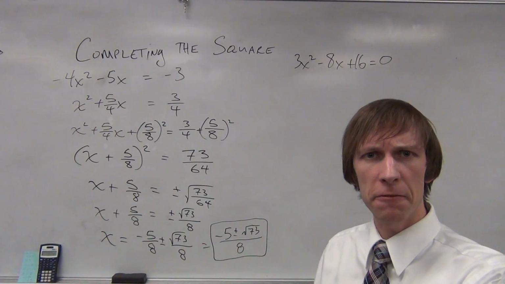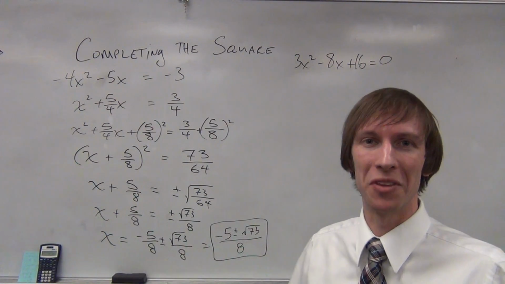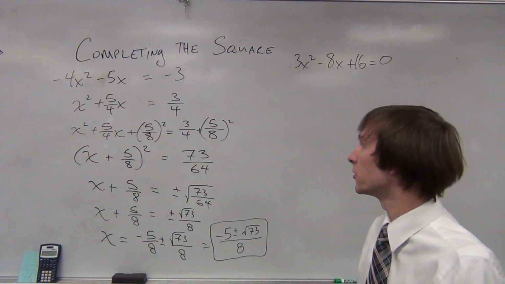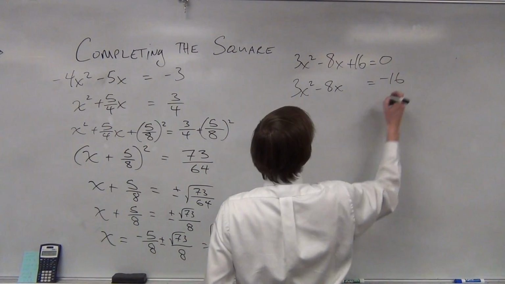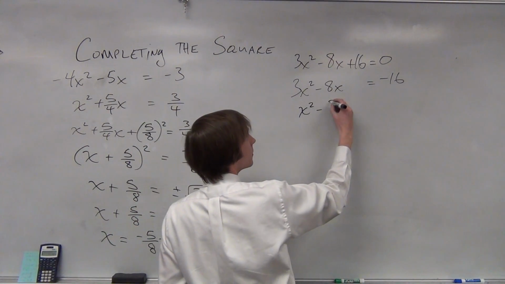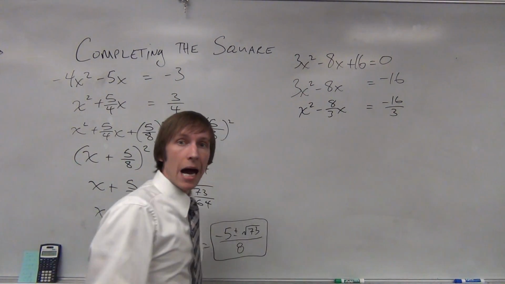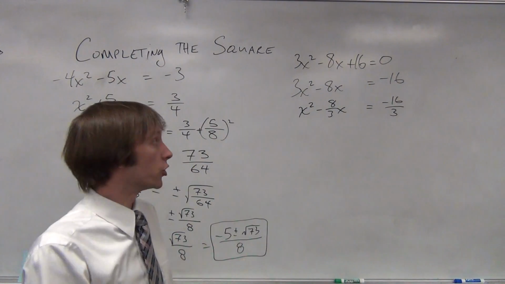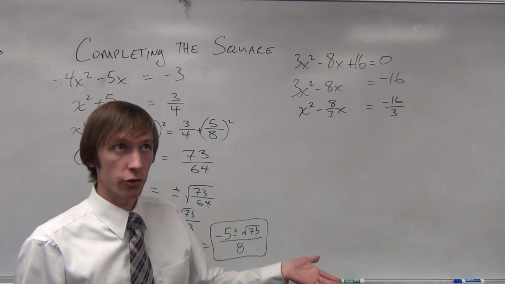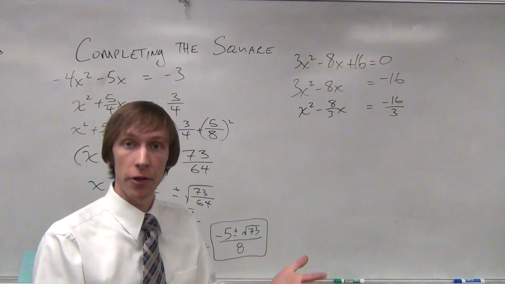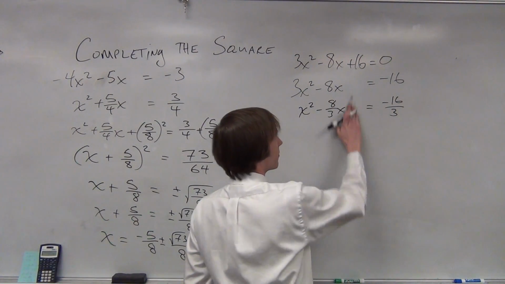You can actually do this either way. You can either divide by a first and then move the constant, or you can move the constant and then divide by a. For whatever reason, I like to move the constant first and then divide by the coefficient of the a term. Divide by a. All right, and now I need to take the b coefficient, negative 8/3, divided by 2, which would be negative 8/6, which simplifies as negative 4/3, squared, added to both sides. I'll write that on a new line.